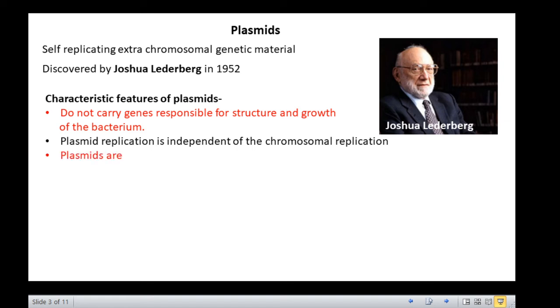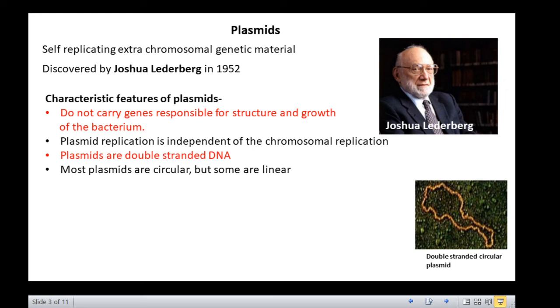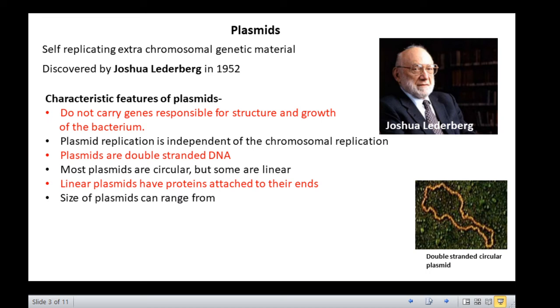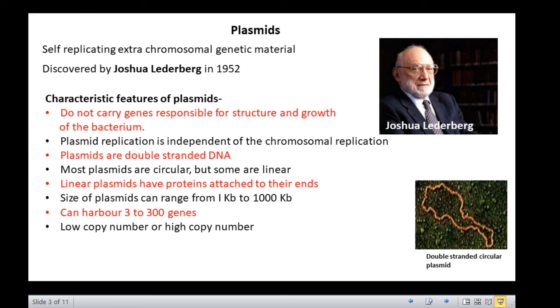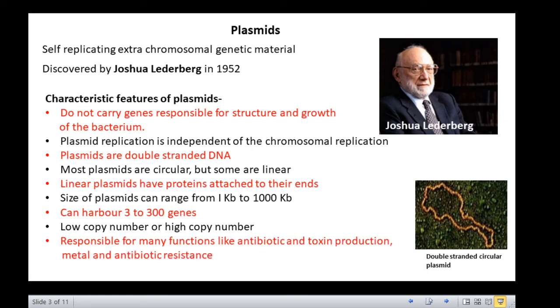Almost all the known plasmids are double-stranded DNA molecules. Although the first plasmids were circular molecules, some plasmids are also found to be linear. The linear plasmids have proteins attached to their ends, like that of the phage genome, to protect themselves from degradation. The size of plasmids can range from 1 kb to 1000 kb. They can harbor as few as 3 genes or as many as 300 genes. They can be of low copy number or high copy number. That is, there can be one plasmid per cell or more than 50 copies of the same plasmid per cell. Plasmids are responsible for many functions like antibiotic and toxin production and metal and antibiotic resistance.